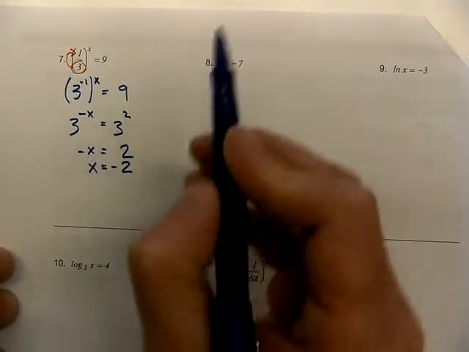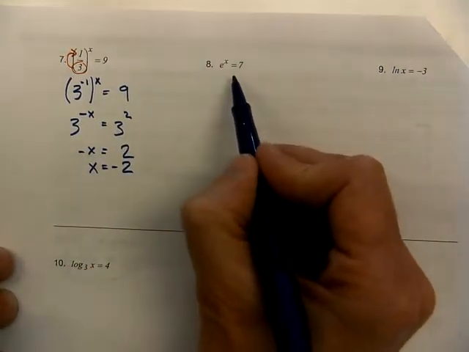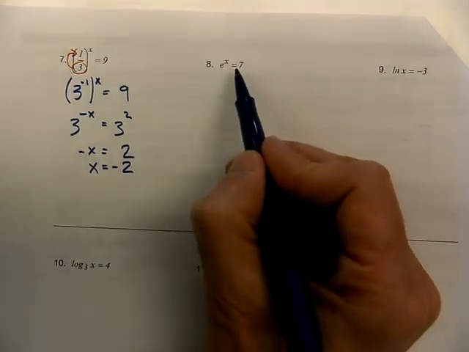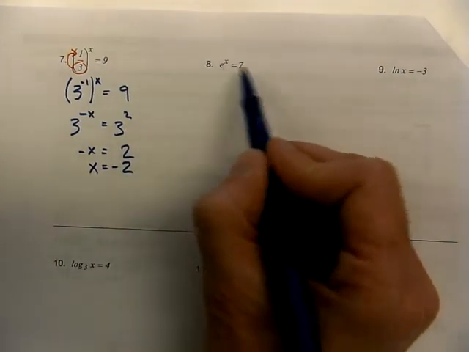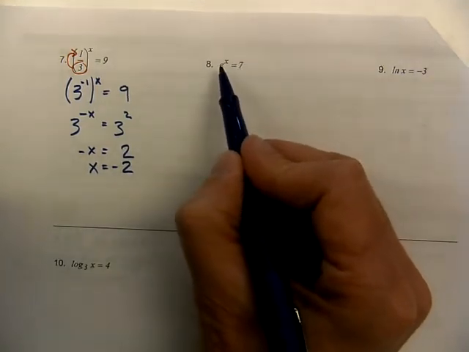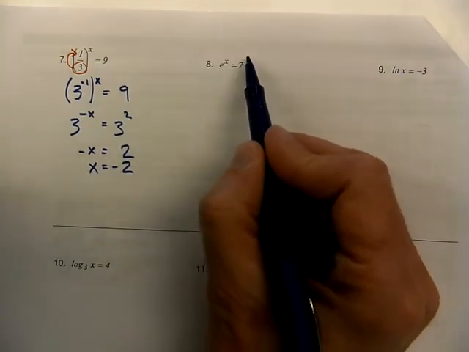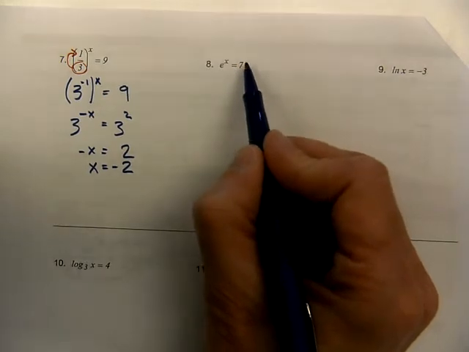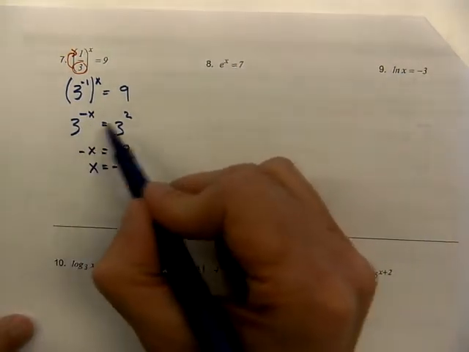So contrast that with number 8. This is also exponential. e to the x equals 7. But here I cannot make the bases the same. I cannot just rewrite the 7 as some e to the power of who knows what to get me a 7. I don't even know what that would be. Right? So I cannot make the bases the same.